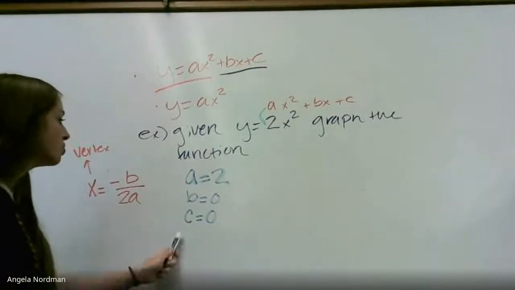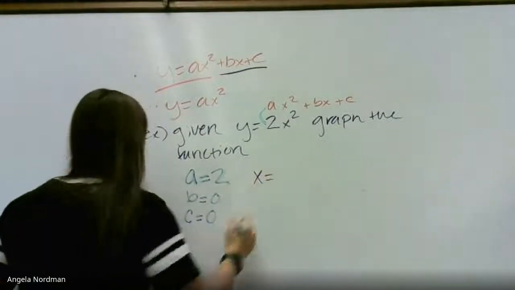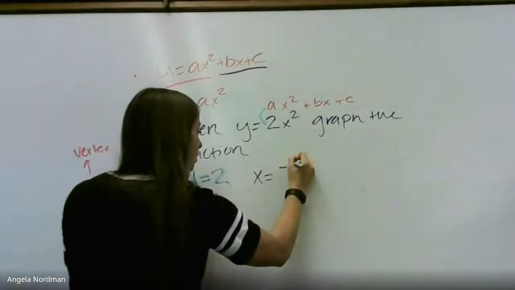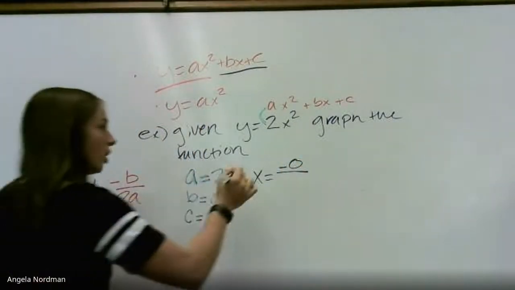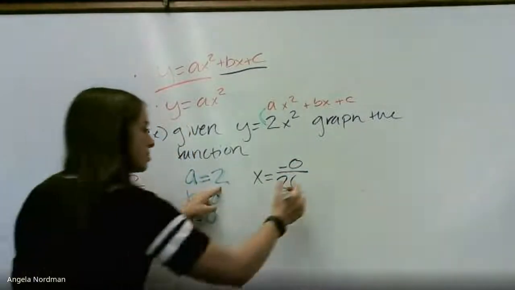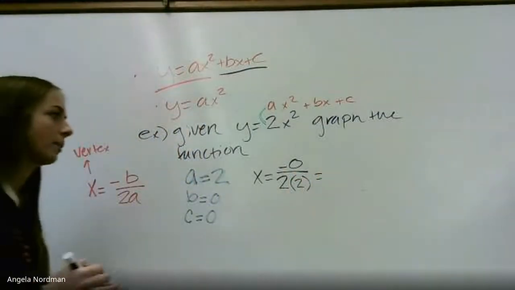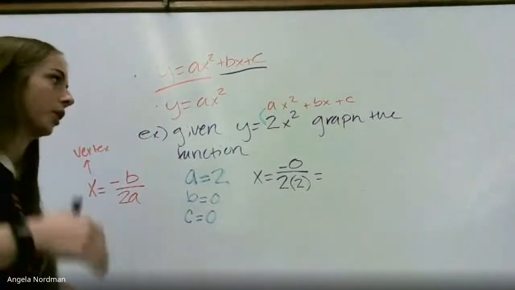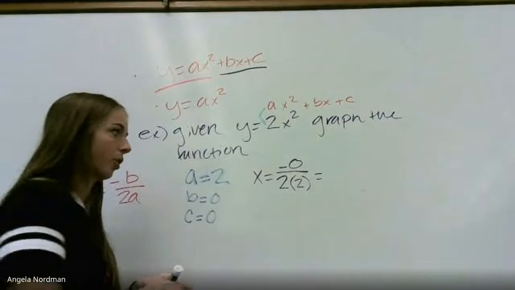So when I use these to find my vertex, I'm seeing that x equals negative b, that's negative 0, over 2a. Every time, it's going to be 2 times whatever my a value is. My a value right now is 2. So my very first thought here is, no matter what, I'm going to have a 0 in my numerator, right? The top of my fraction is my numerator. That's always a 0. 0 divided by anything is always going to be 0.